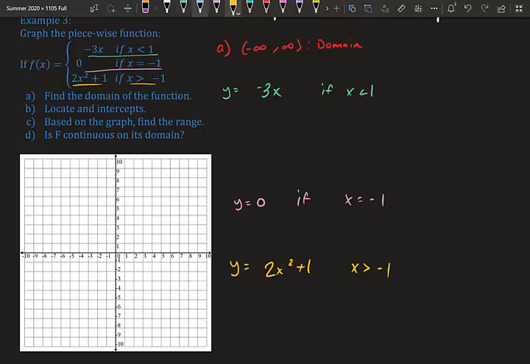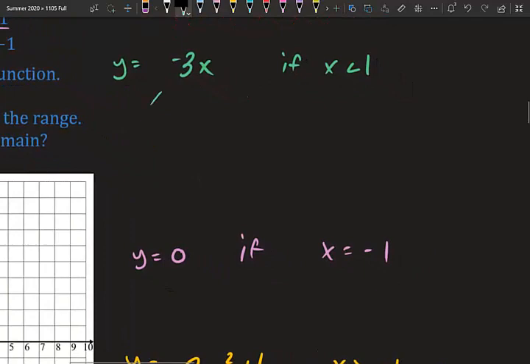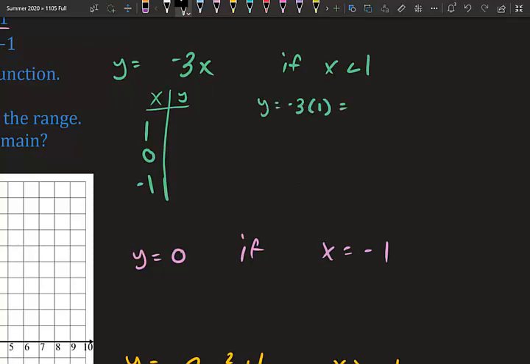Alright, same as before, we do our t-chart. So I'm going to start at the green one. We have our x, we have our y. You always pick the number you're given. So we're given 1. Now another number less than 1, 0. Let's do another number, negative 1. So we're going to plug them in. We have y equals negative 3 times 1, which is negative 3.